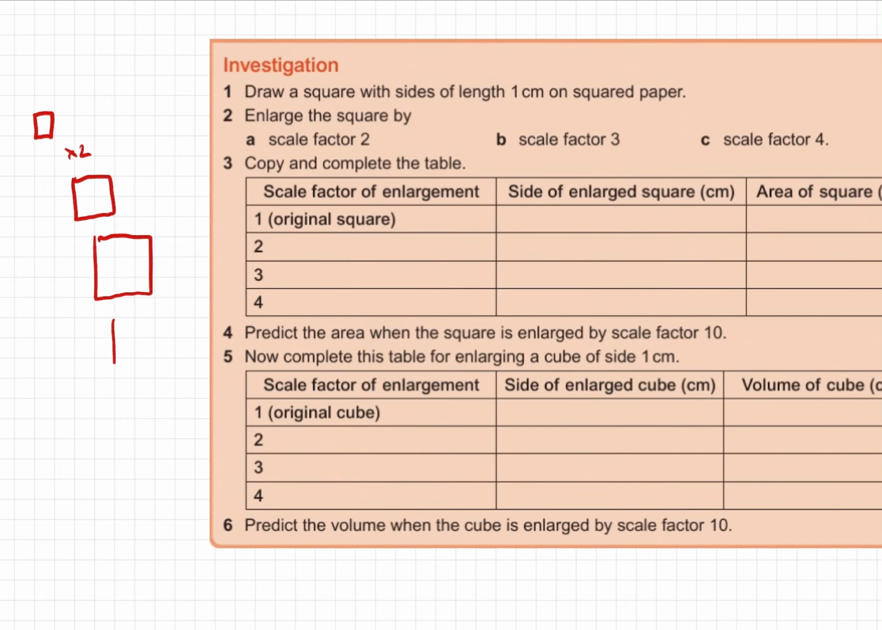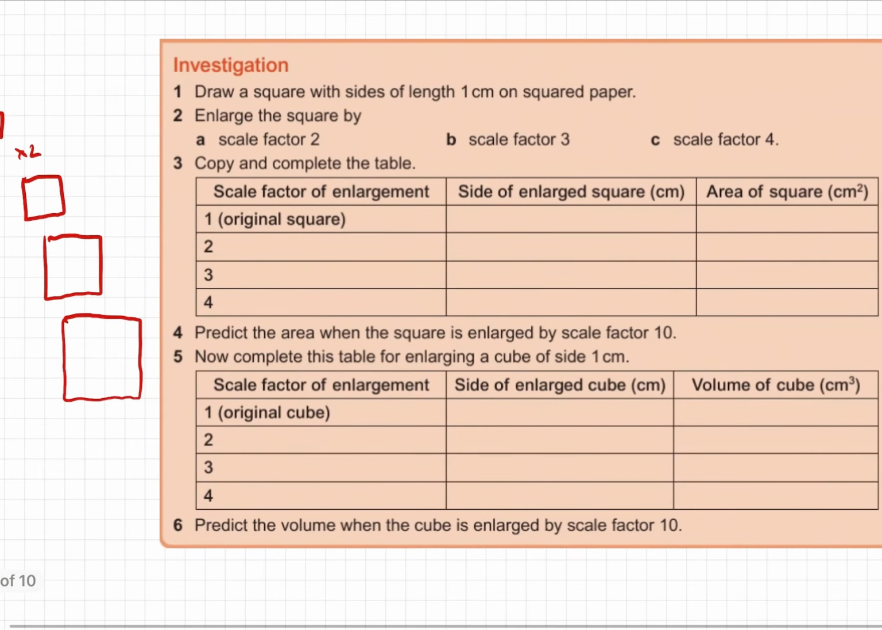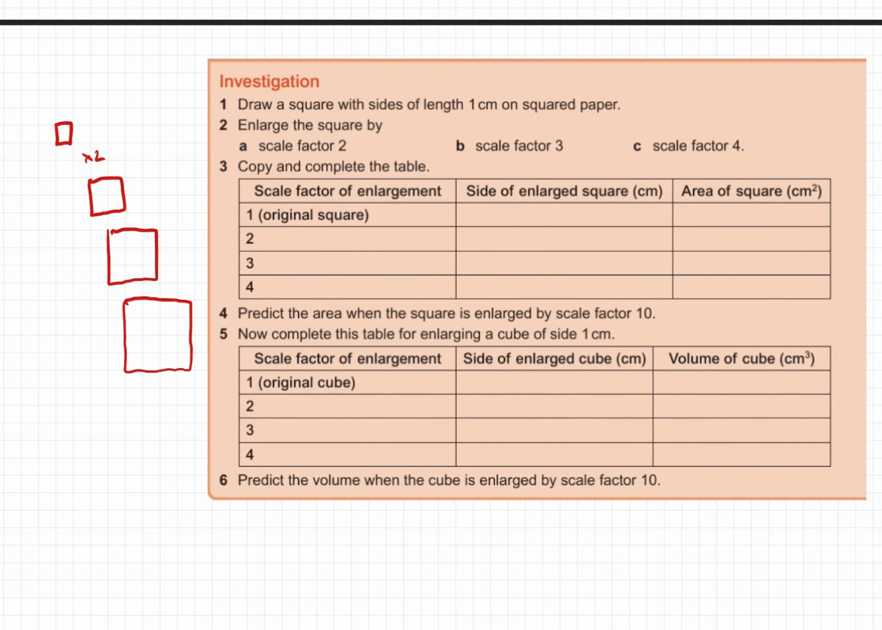So 1, 2, 3, 4, 1, 2, 3, 4. There we are. You're going to draw that in your books, and you're just going to fill in this grid. So scale factors are here, we've just done them.